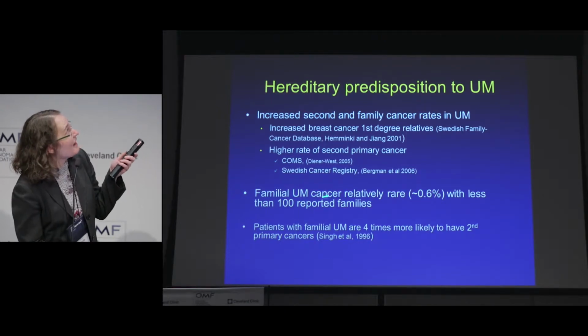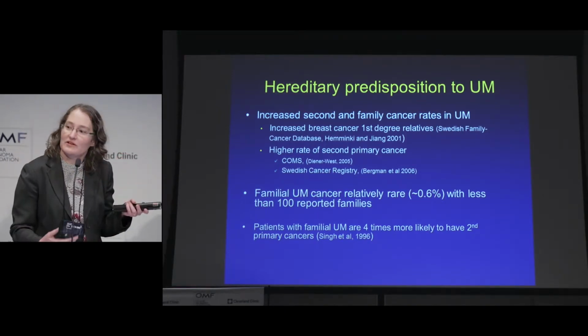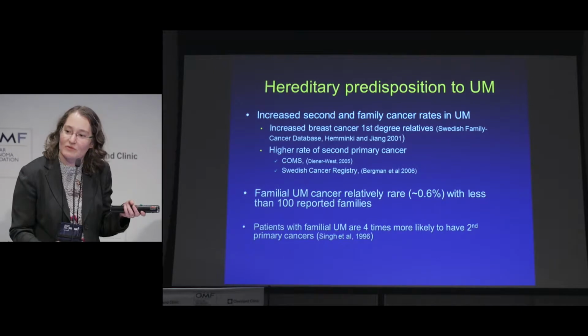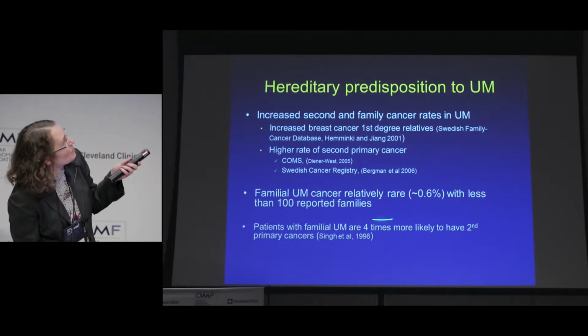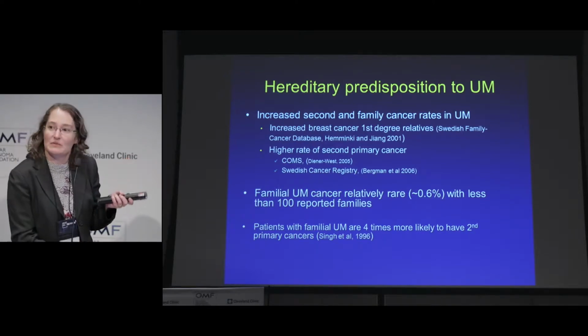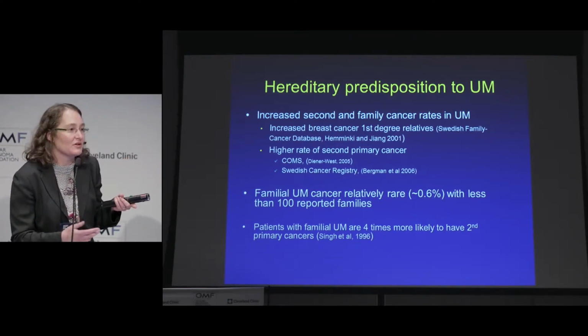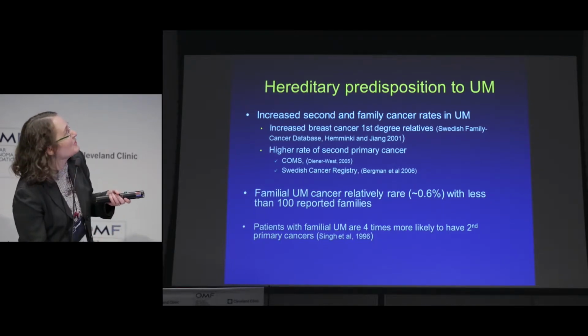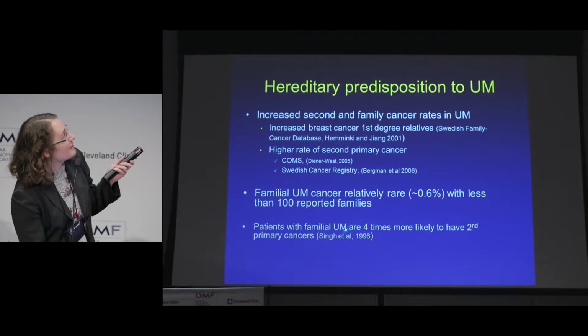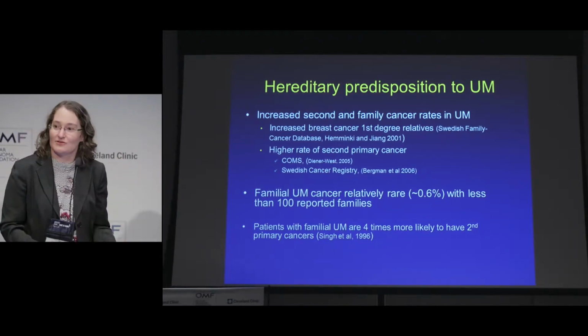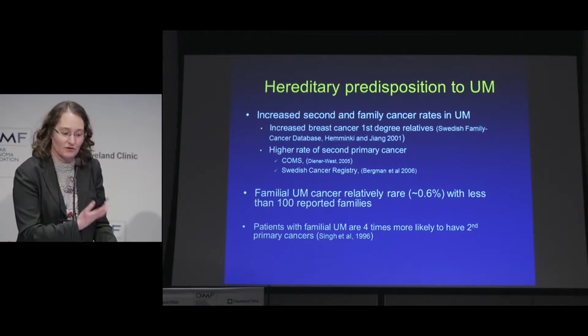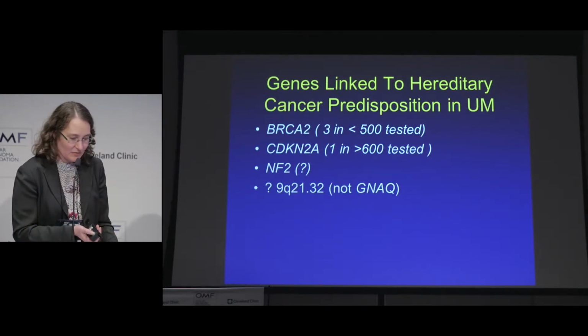And in fact, eye melanoma in multiple individuals in a family is extremely rare. Dr. Singh has reported some research on this in the past, and about 0.6% of people with eye melanoma would have this, quote, familial eye melanoma, in which you can see multiple people with eye melanoma in the family. But again, the people who do have that situation are 4 times more likely to have other cancers. So again, it's really important to learn more about that so we can screen people.